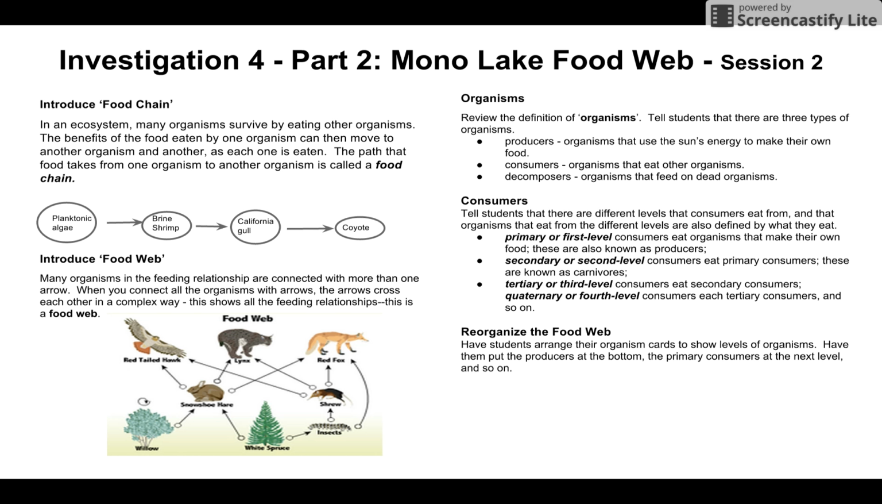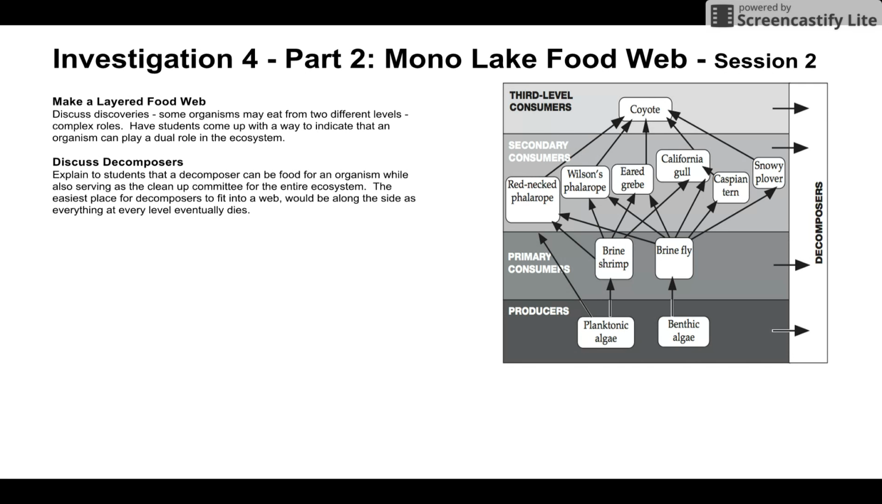Have students reorganize the food web. This time they're going to layer the organisms. Have them start with the producers at the bottom, then the primary consumers at the next level, and so on. Once students have completed their layered food web, discuss any discoveries that they may have made.